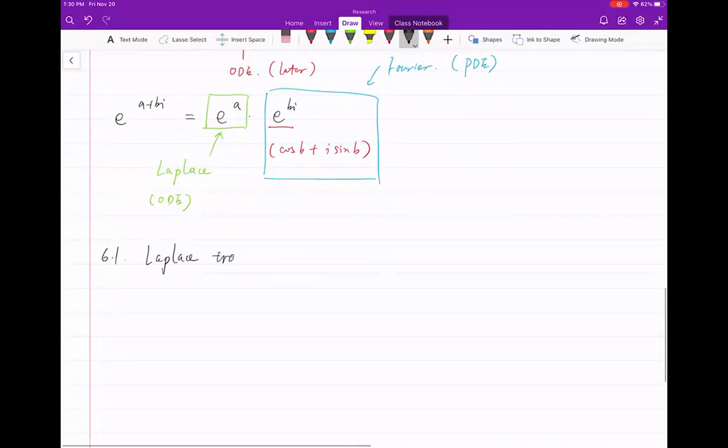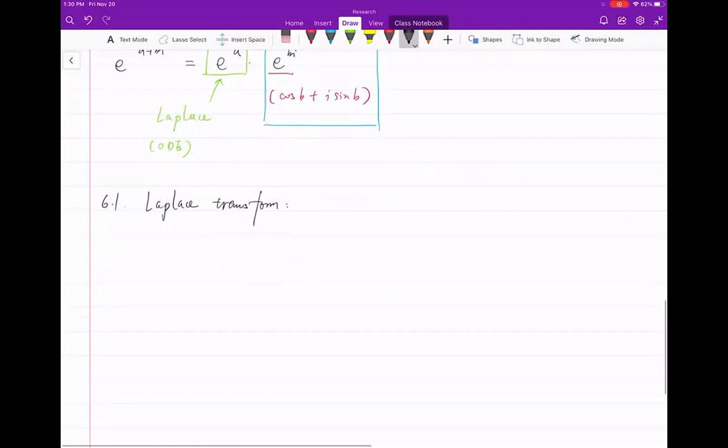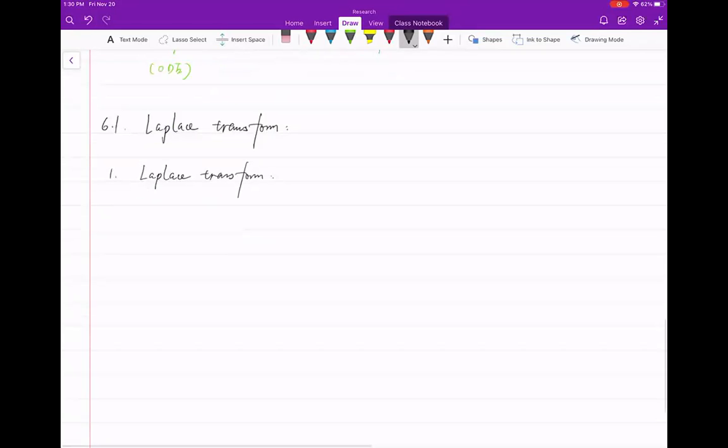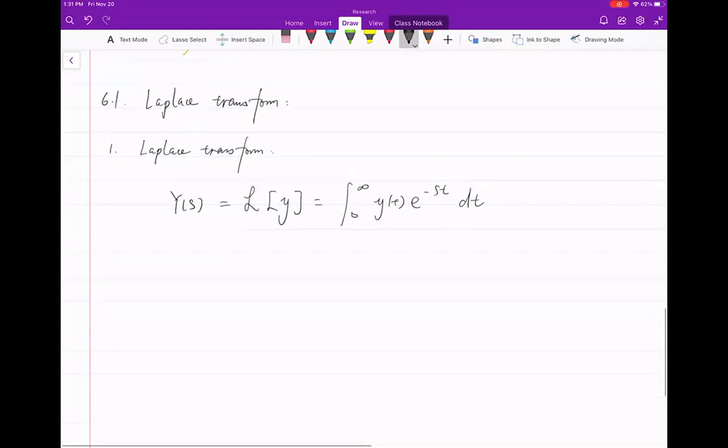All right, now let's see how we use this to solve differential equations. Number one, definition of the transform. We call it Y(s). It's a function of s. We write L, we put a bracket, and we put the function we want to transform in. That's the transform.